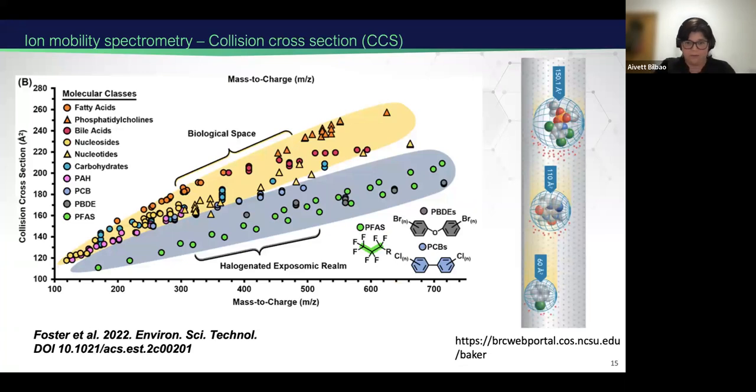And in this example, as I mentioned, the collision cross-section is a property related to the size and the shape of the molecule. So if different molecules have exactly the same molecular mass, but the structure is different, then the ion mobility will be able to separate them. We can see here, for example, a separation for biological molecules compared to exposomics or halogen molecules.